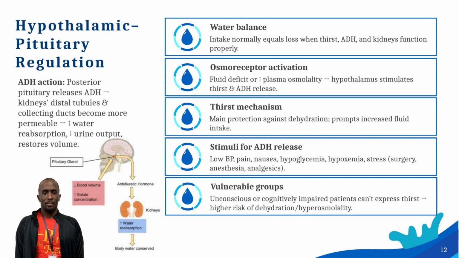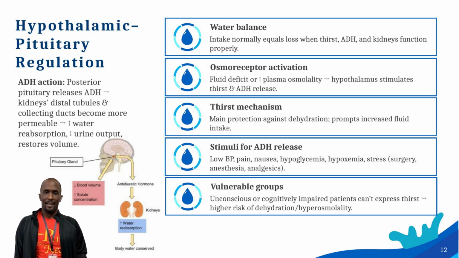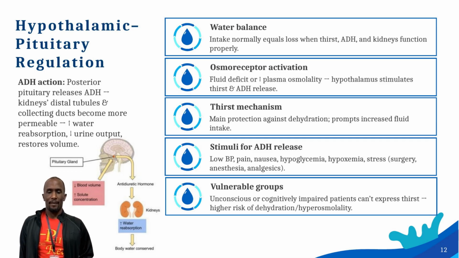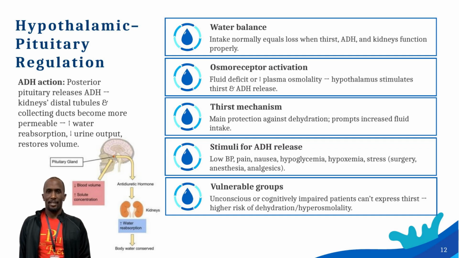The posterior pituitary releases antidiuretic hormone, increasing the kidney's distal tubules and collecting ducts permeability, enhancing water reabsorption and reducing urine output. This mechanism restores fluid volume. Thirst and antidiuretic hormone release are triggered by fluid deficit or increased plasma osmolality, crucial for maintaining water balance. Vulnerable groups, like unconscious patients, face higher dehydration risks.